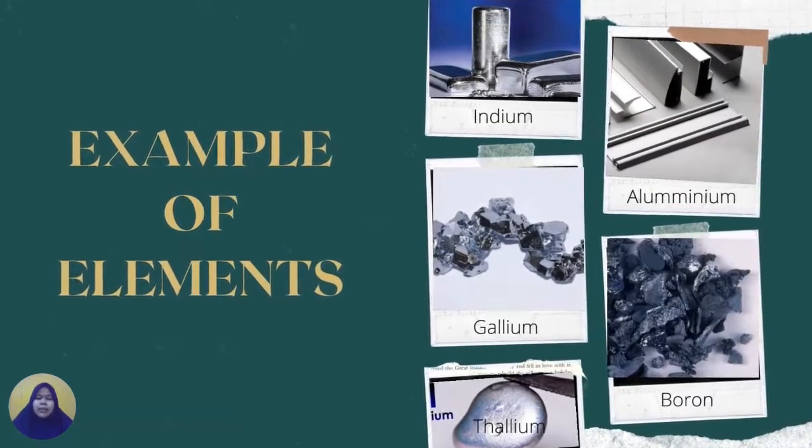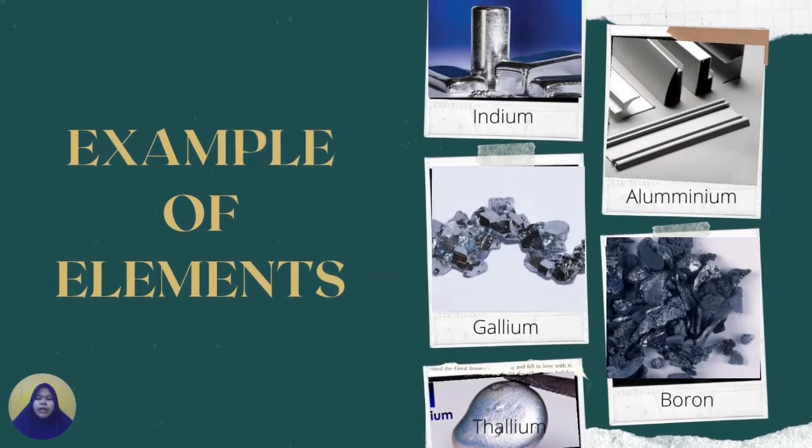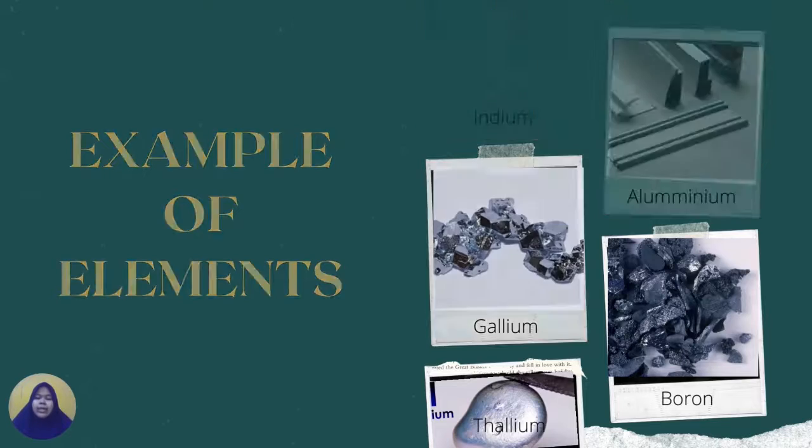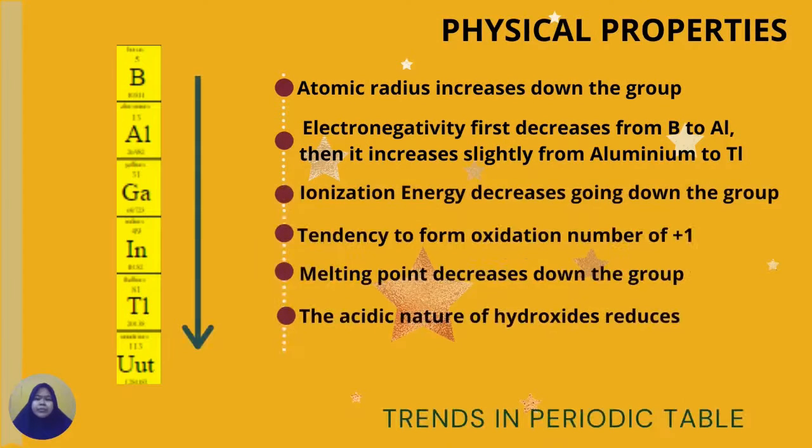Here are some example pictures of Group 13. We have indium, aluminium, gallium, boron and also thallium. Next, we continue with the physical properties of Group 13.